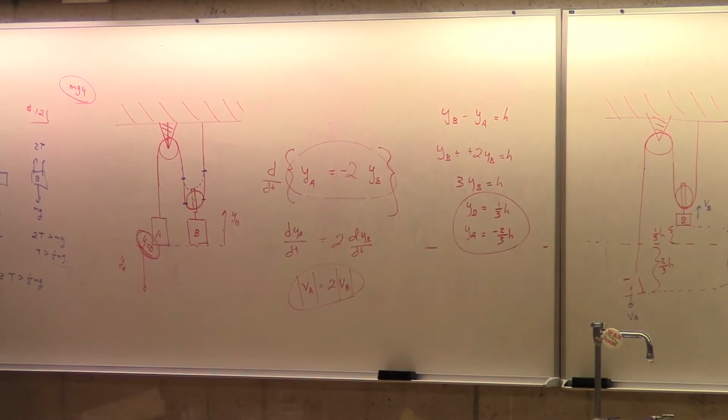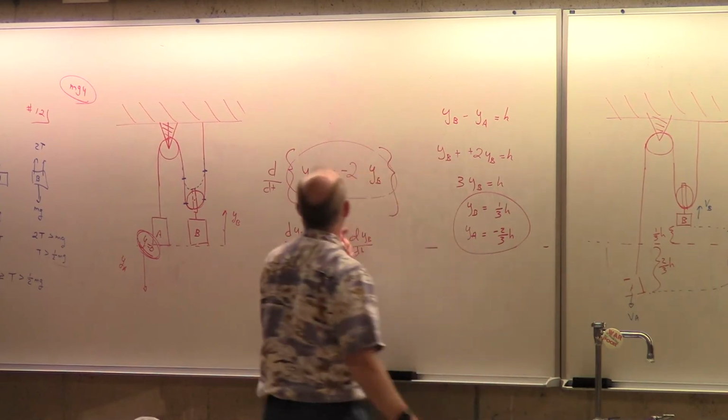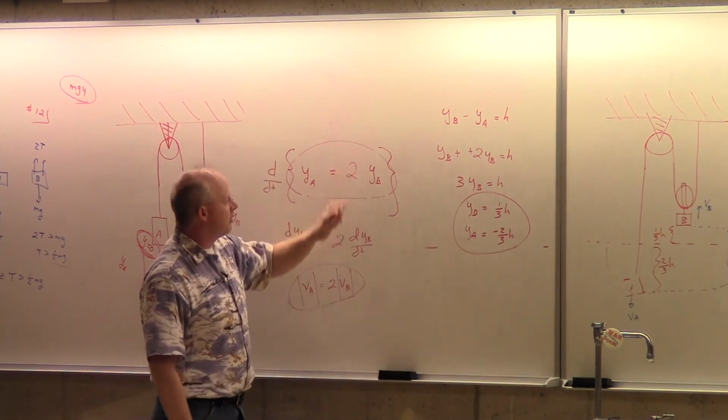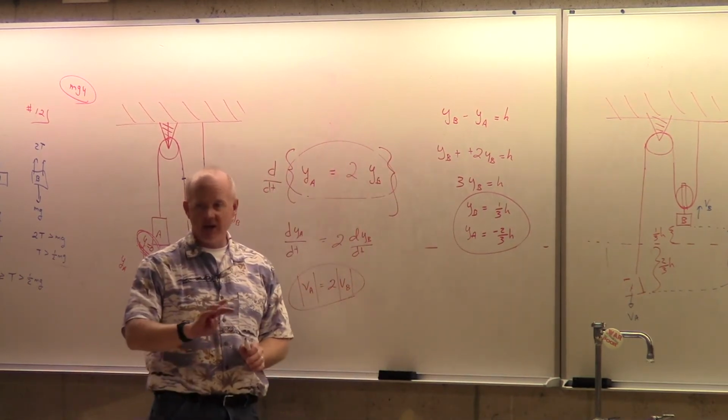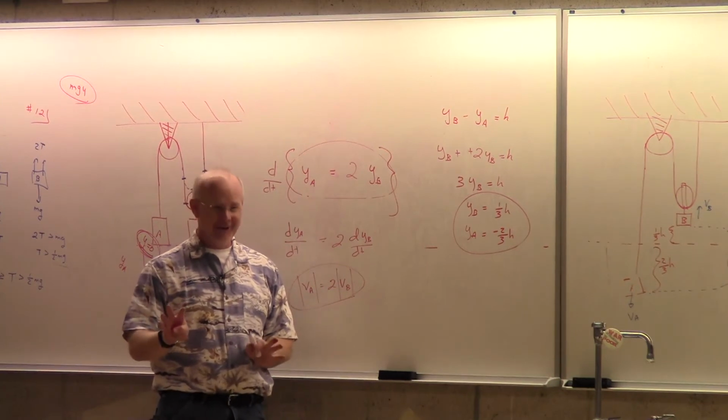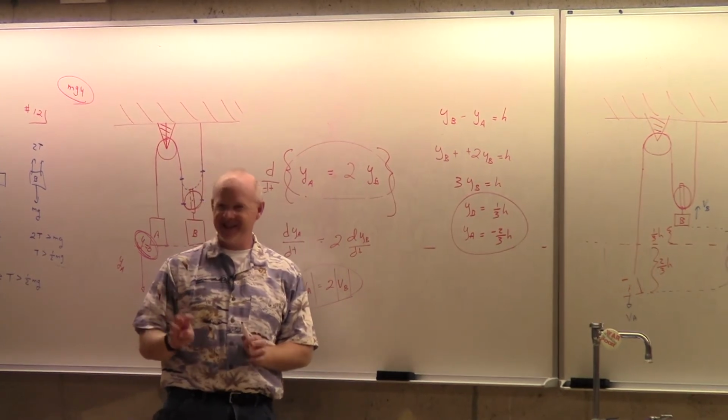My concern though was right here. When I said the ratio was 2-to-1 with no negative sign, none of you guys said a thing. It's like, all right, I'll go with it. Let's see where this takes us.